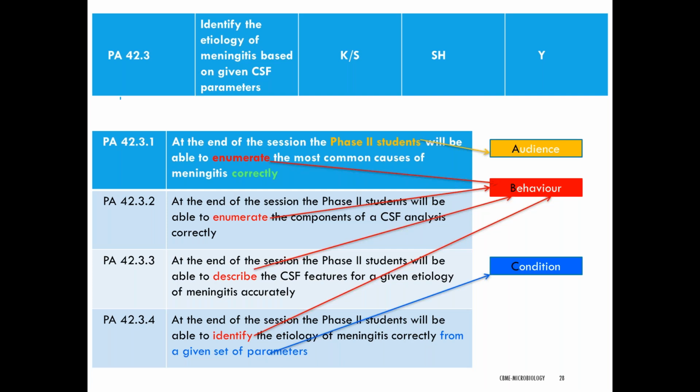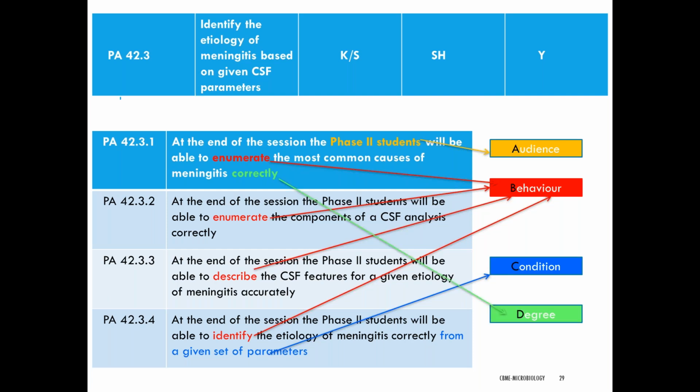If you just say that at the end of the session, we'll be able to identify the etiology of meningitis correctly, from where? Are we providing a set of parameters to them already, or are we expecting them just to go to the lab and have any CSF which they find? So we will have to be very specific about the condition. We may or may not give the condition. That depends on what our objective is.